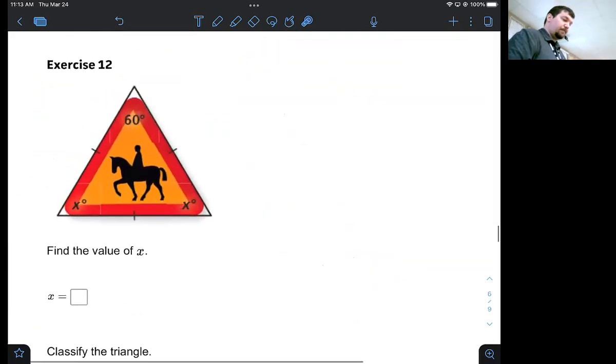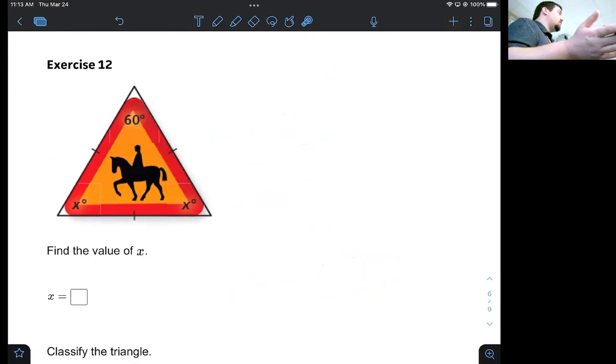Number 12. This is another problem I could create. Actually, you know what? I don't need the equation. All three sides are congruent. So all three angles are going to be congruent. So if one of them is 60, they're all 60. This is an equilateral triangle with three 60-degree angles. So X has to be equal to 60.